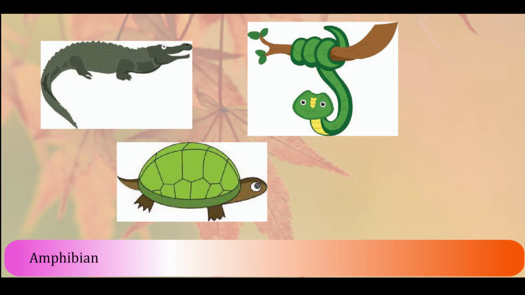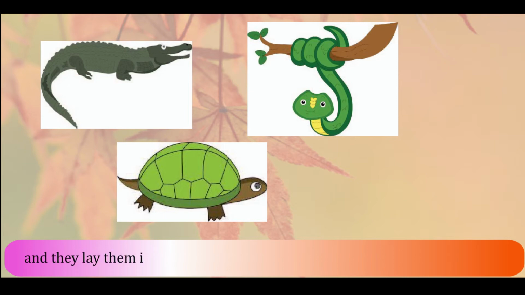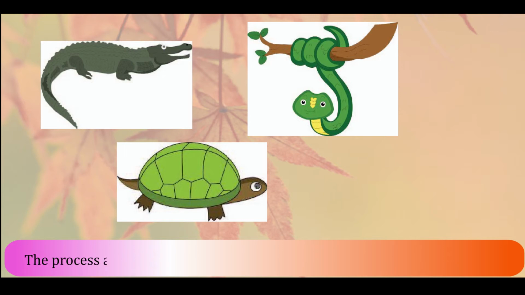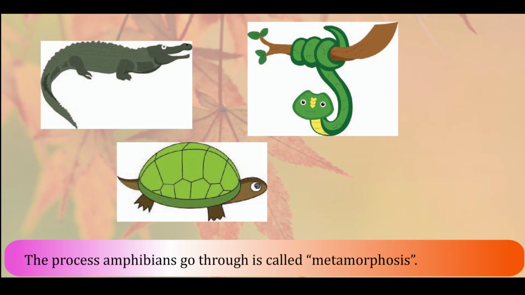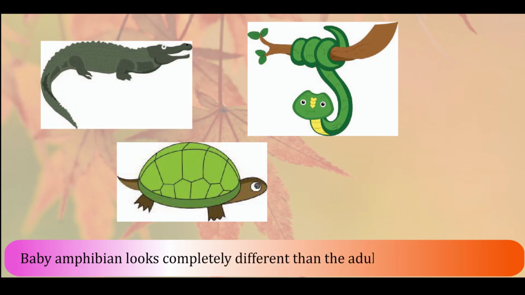Amphibians. Amphibians lay thousands and sometimes millions of small, soft eggs, and they lay them in the water. The eggs are jelly-like. The early part of an amphibian's life is spent in the water, and usually as they get older, they also spend time on land. The process amphibians go through is called metamorphosis. The baby amphibian looks completely different from the adult amphibian.